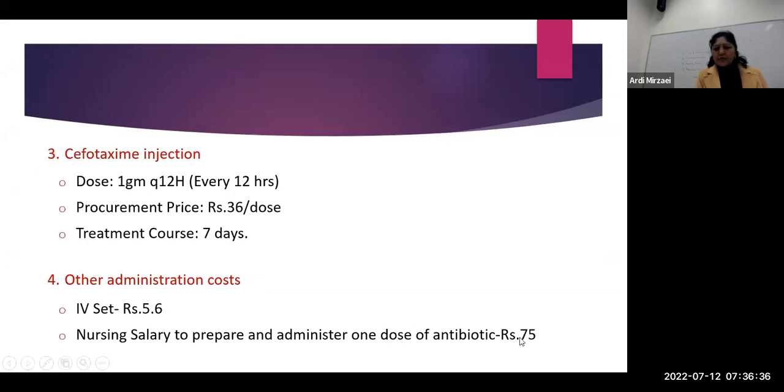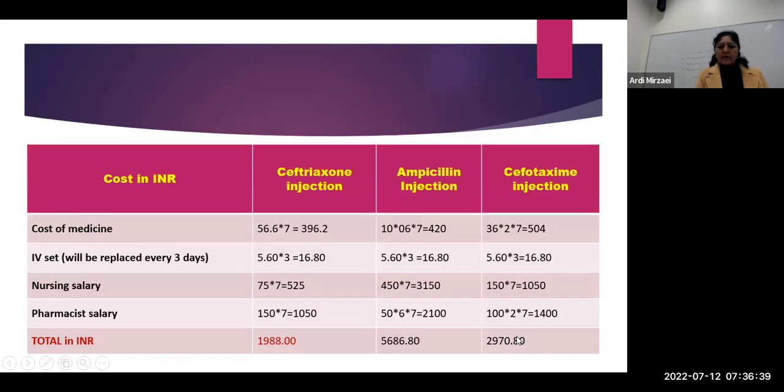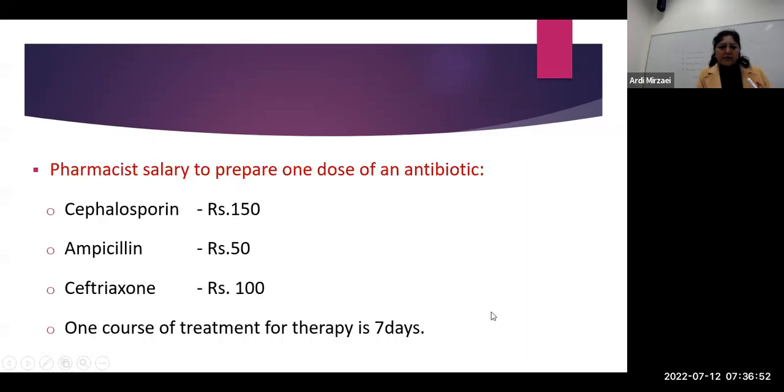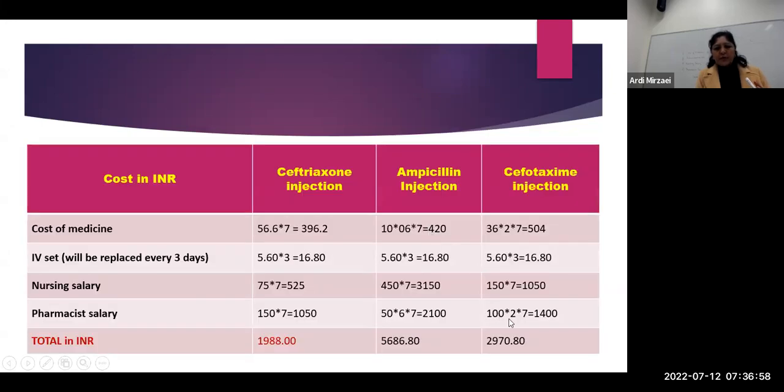Then nursing salary. To administer 1 dose is 75. But here 2 doses per day. So 75 into 2 is 150. And for 7 days in a week, that treatment, 150 into 7, 1,050. Then pharmacist salary I've given here. It's 100 rupees to prepare 1 dose of antibiotic. So per day we have 2 doses of antibiotic. So 100 into 2 into 7 for 7 days, so 1,400. So 2,970.